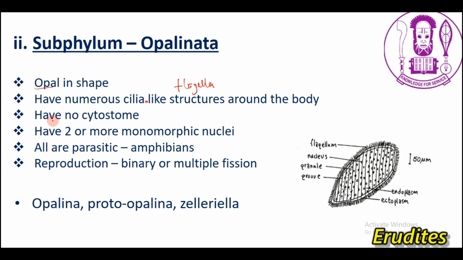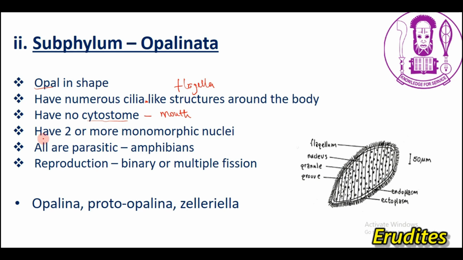Then another unique characteristic of the Opalinata is that they have no cytostome. In paramecium, the cytostome acts as the mouth. So whenever, let's say, a paramecium wants to feed, it uses its cilia to sweep food into the cytostome, and then the food goes into the gullet. So for the fact that Opalinata look like paramecium, not that they are really like the paramecium, but because of these cilia-like structures, you would expect that they will have a cytostome. Opalinata do not have a cytostome. Just know this.